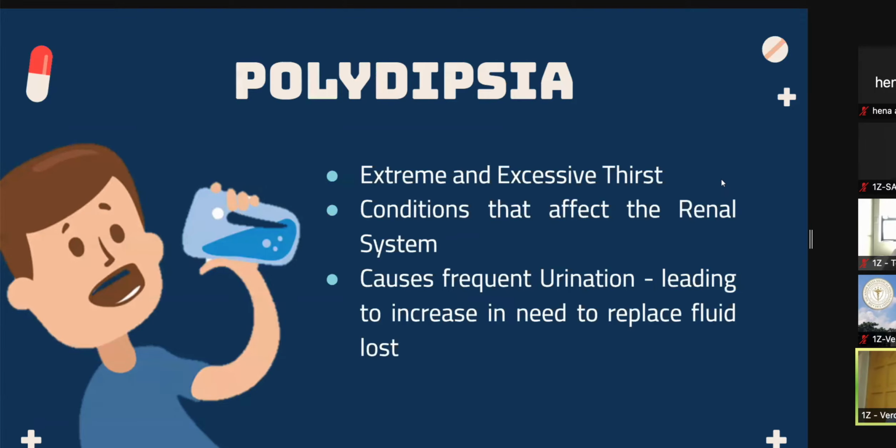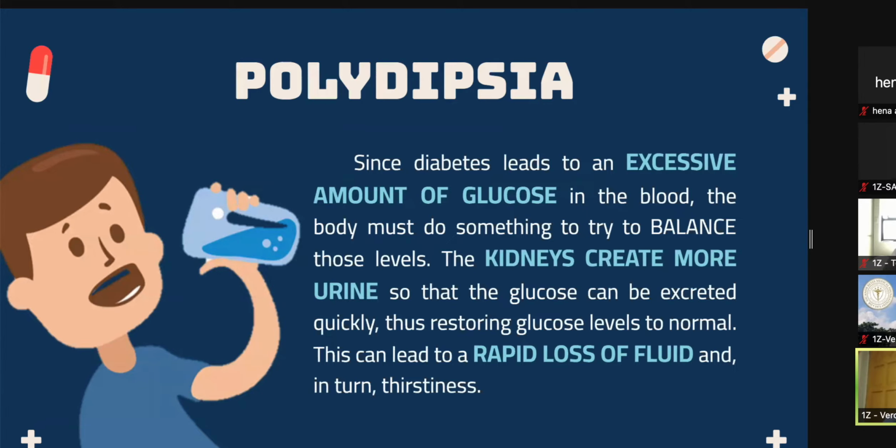So first is the polydipsia. Polydipsia is a medical term used to describe extreme and excessive thirst. Often, polydipsia is linked to conditions that affect the renal system and can cause a person to urinate more often than they should. This increase in urination leads the body to feel as though it needs to replace the liquid lost during urination.